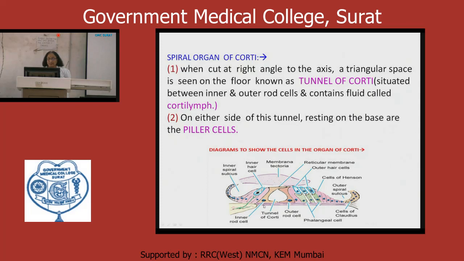Now we can see here the inner spiral sulcus. This inner spiral sulcus consists of two lips. One is called the vestibular lip and the other the tympanic lip.